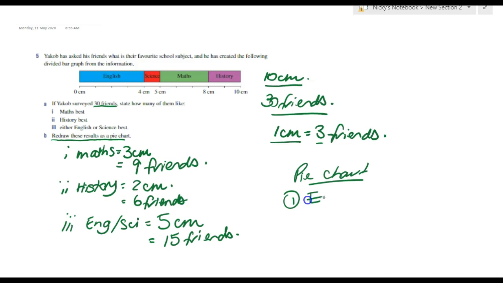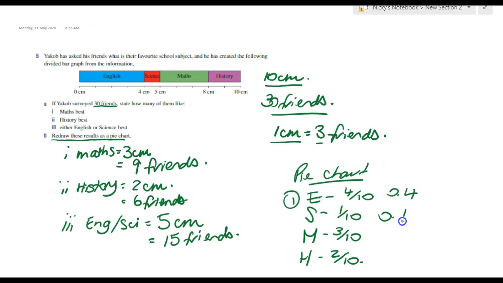But let's say we've got English, I'll just do the first letter, E for English, S for science, M for maths, H for history. So English represents 4 out of my 10 centimetres. Science equals 1 out of my 10 centimetres. Maths equals 1, 2, 3 out of my 10 centimetres, and history is 2. Now that I've got my fractions, I can represent them as decimals, 0.4, 0.1, 0.3, 0.2. Nice and easy because it's out of 10 as a fraction.